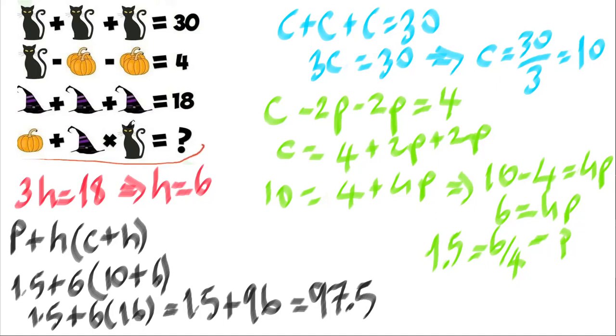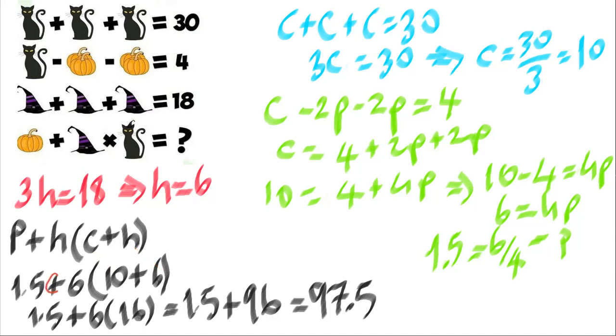Let's calculate this one. So the tricky part is this cat has a head. So the equation is pumpkin plus head times cat plus head, because these two are together, so it's addition. So this is our equation that we need to calculate, and let's substitute the values. P is 1.5, H is 6, C is 10, H is again 6.